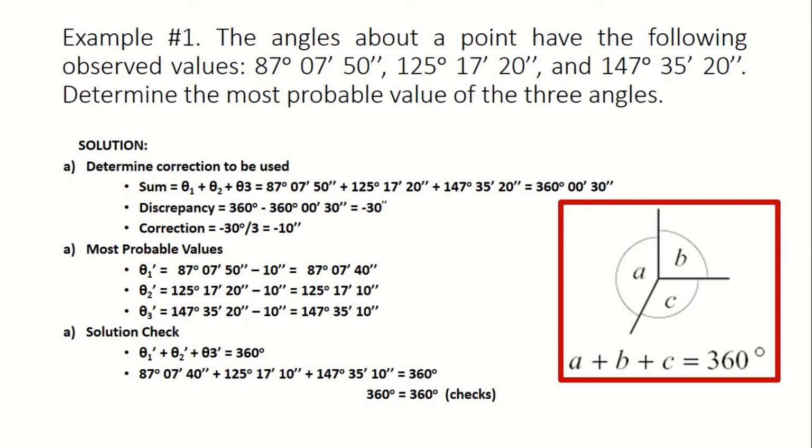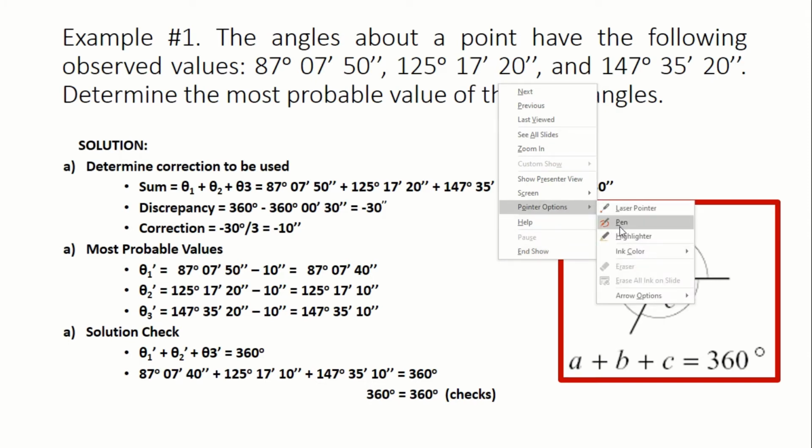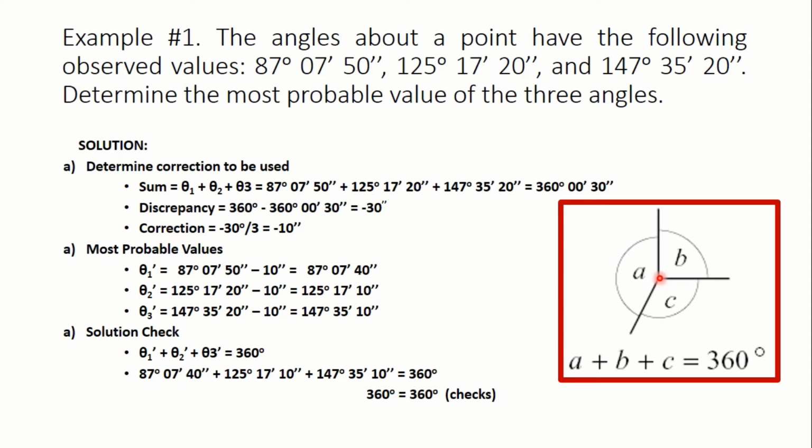Next. So, here are some examples. Example number 1. The angles about a point have the following observed values. Okay? So, tingnan natin 87 degrees, so and so. Ayan, yung tatlong angle. Determine the most probable value of the three angles. So, take note, if this is the point, return natin yung pointer natin. Laser. So, if this is the point, these are the three angles ABC. Okay? Or theta 1, theta 2, and theta 3.